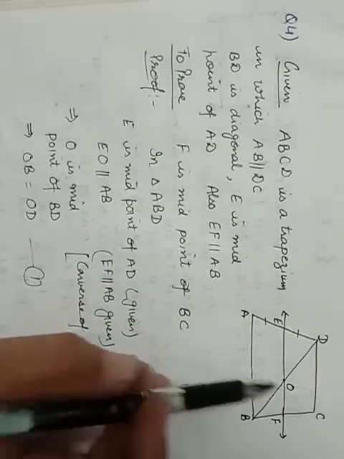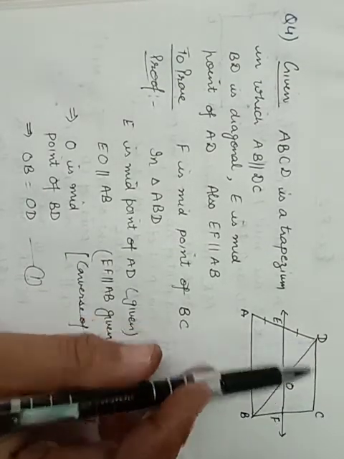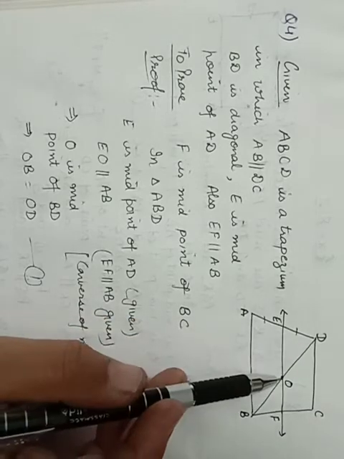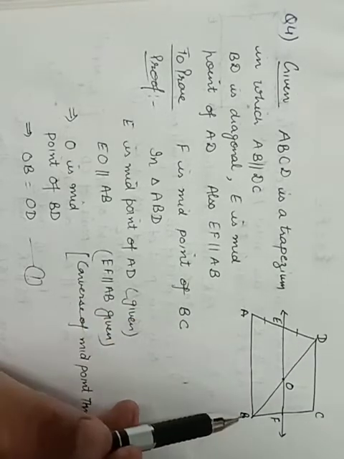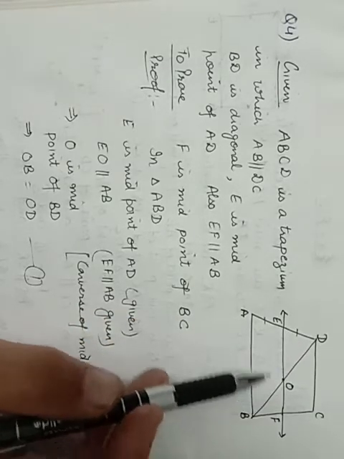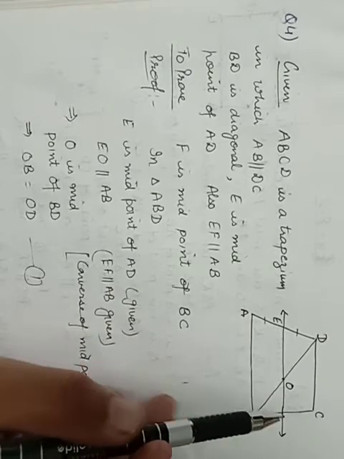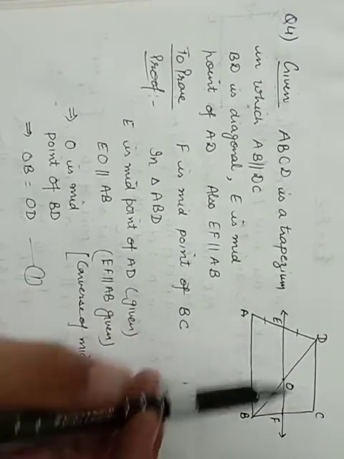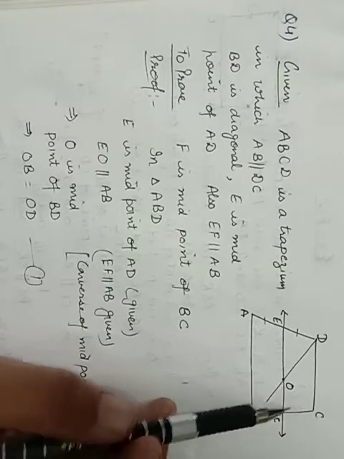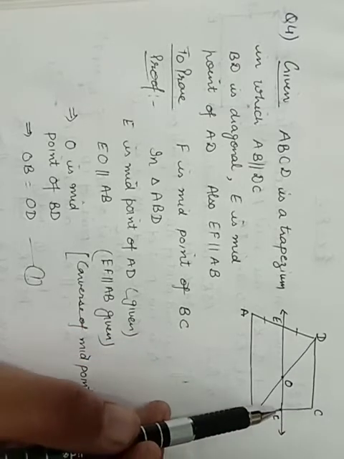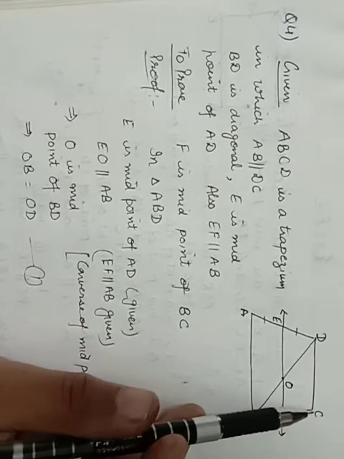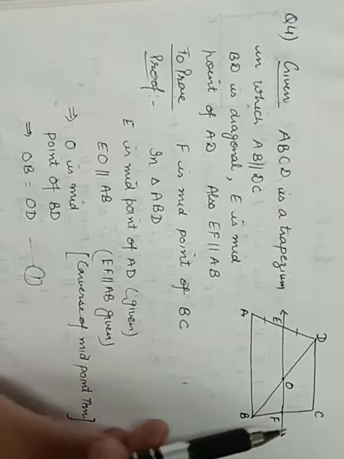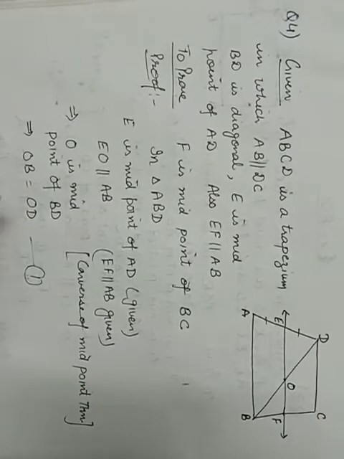Now in the same manner, we will take this triangle. In this triangle we have proved that O is the midpoint of BD and OF is parallel to AB. Then OF will be parallel to CD also, because AB and CD are parallel. This line is parallel to this line, then this point will be the midpoint of the third side and hence the proof of the theorem. In this way we will prove.